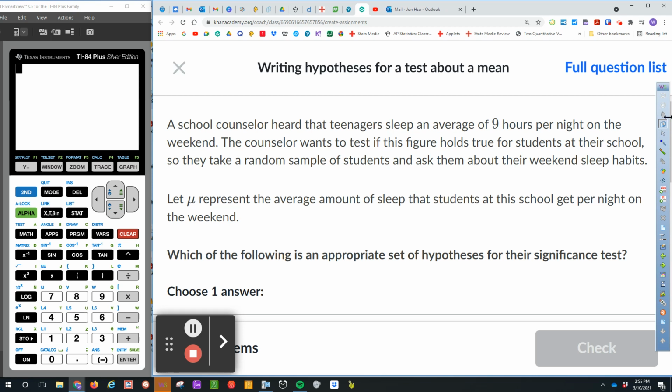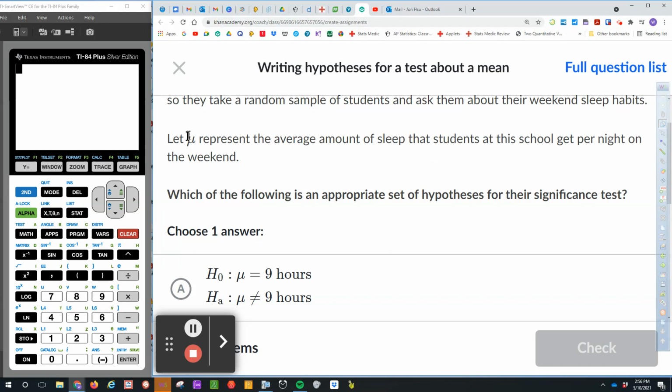A school counselor heard that teenagers sleep an average of 9 hours per night on the weekend. The counselor wants to test if this figure holds true for students at their school. Now, notice that this is an average of 9 hours, so this is actually quantitative data, right? They take a random sample of students and ask them about their weekend sleep habits.